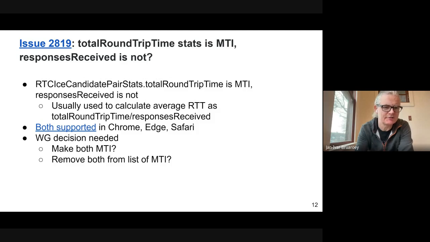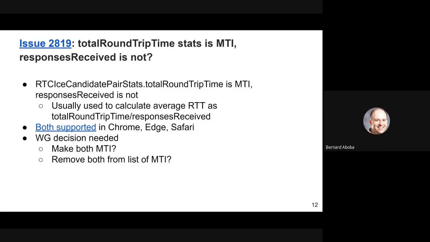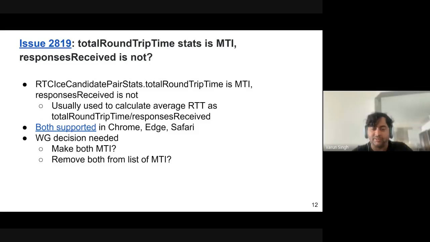Just to interject. Yeah, I also agree that responses received should have the same exposure. If total round trip time is mandatory, then responses received should be as well, and vice versa. Okay, so what are the next steps here? We can either make both of them MTI. I think that's what we're leaning on, but it kind of depends on Mozilla's position.